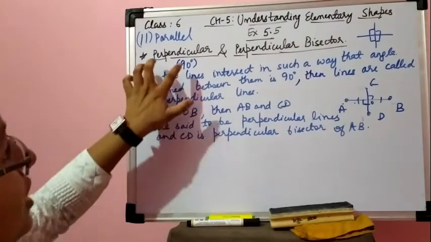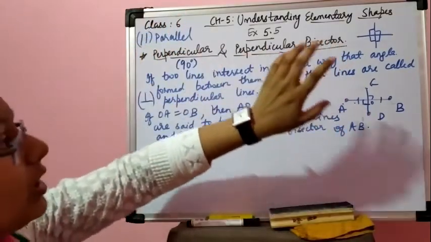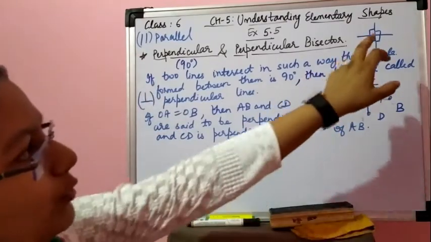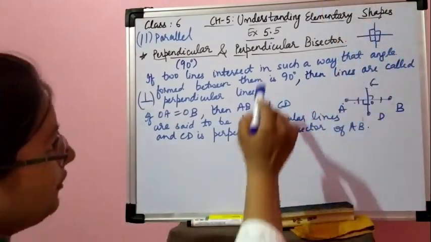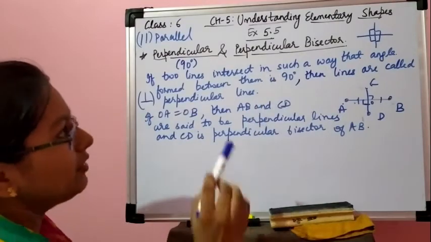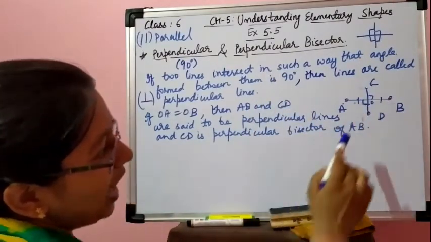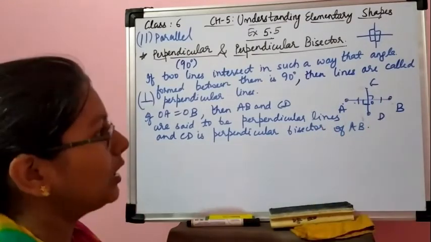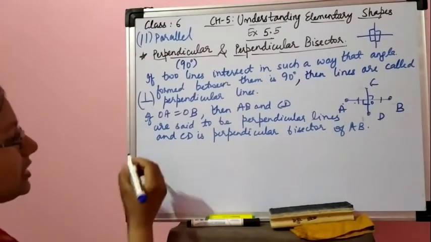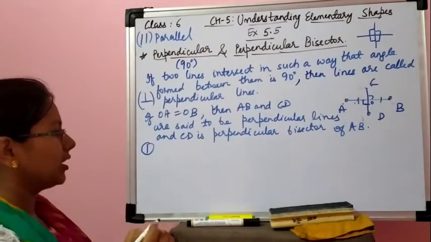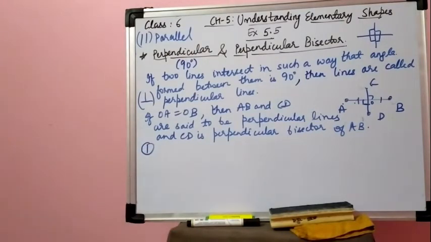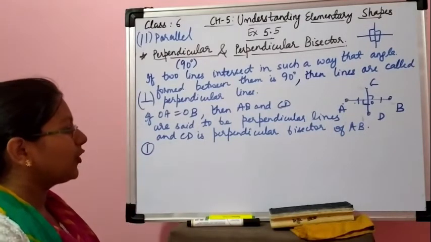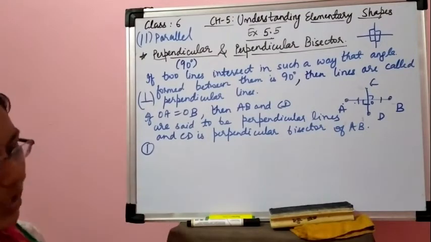Now I hope you have understood the difference between only perpendicular and perpendicular bisector. If it's only perpendicular, then you only have to look for 90 degree. If it's perpendicular bisector, then we have to look for 90 degree as well as that the line should divide the given line in two equal parts. Now we will discuss the first question, which is related to a real example. The question is, which of the following are models for perpendicular lines?